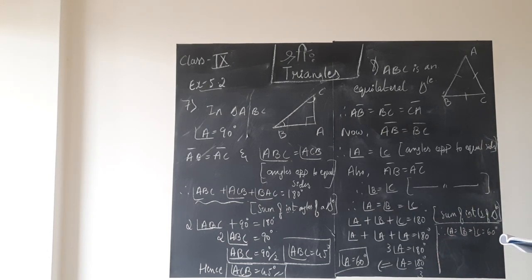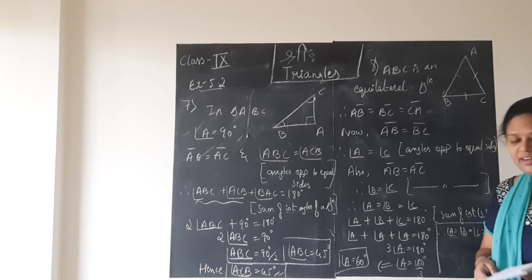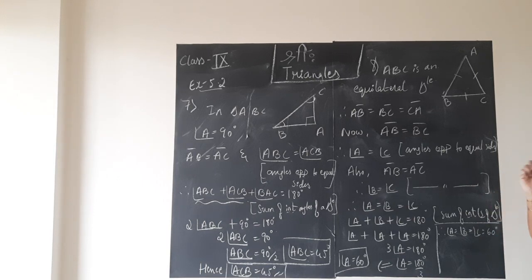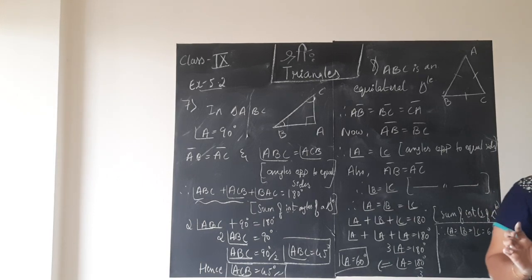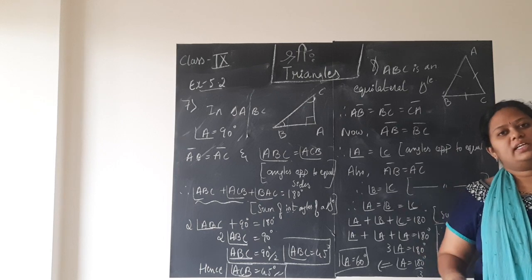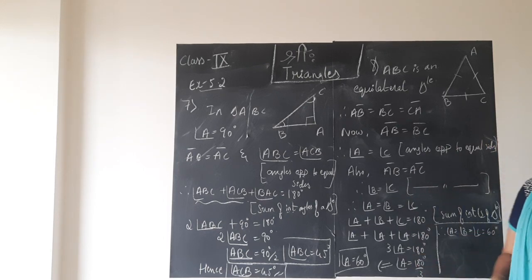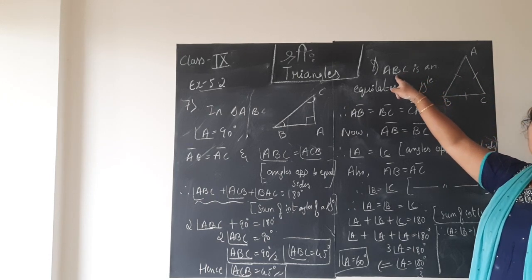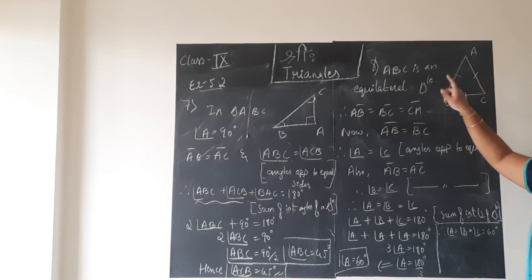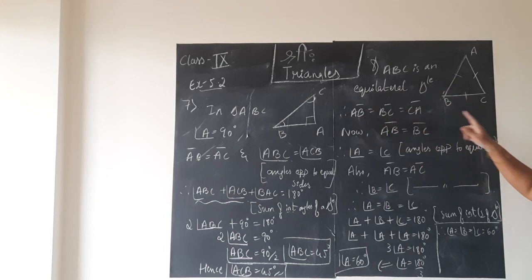Last problem: show that the angles of an equilateral triangle are 60 degrees each. First we should know what an equilateral triangle is. If in a triangle all the sides are equal, then we say it is an equilateral triangle. Here I have drawn a triangle ABC and all the sides are equal. So I should write it in words: ABC is an equilateral triangle, which means AB equals BC equals CA.